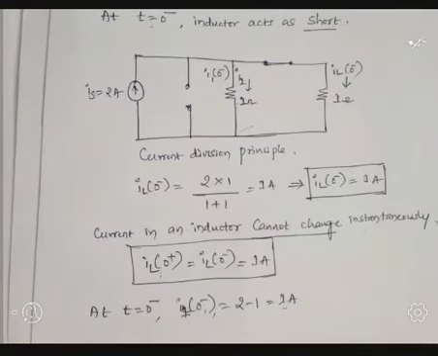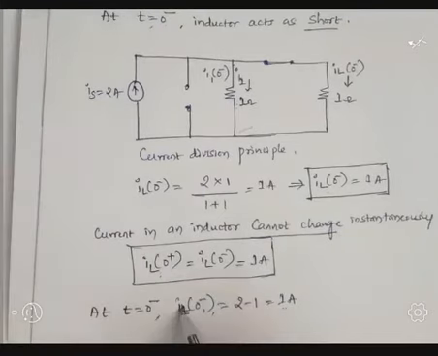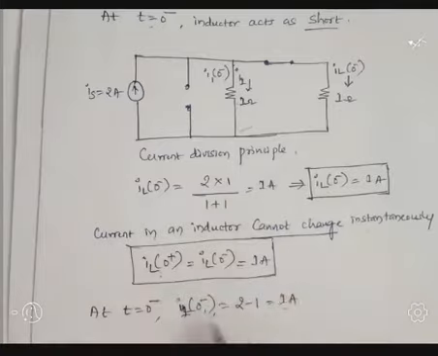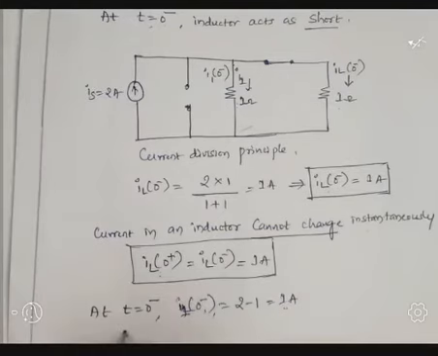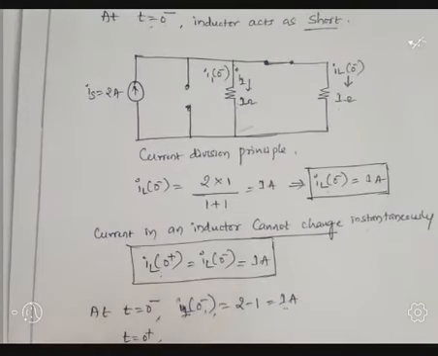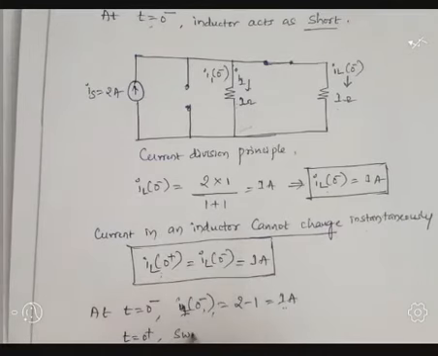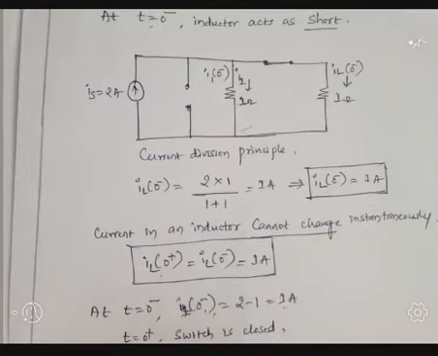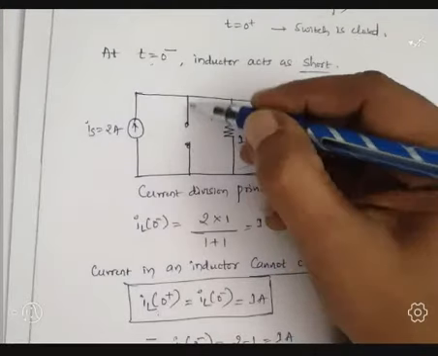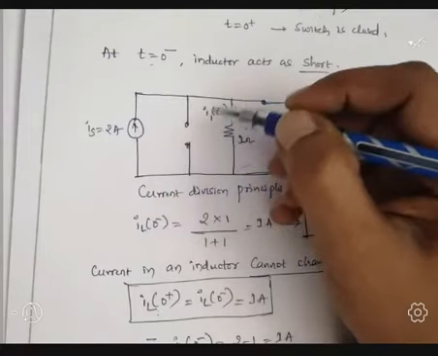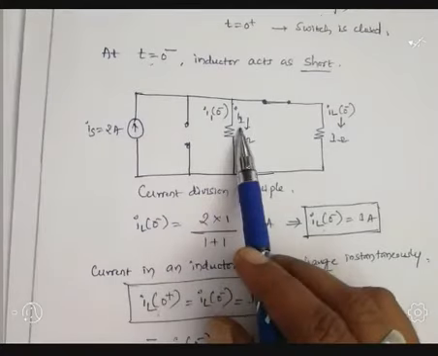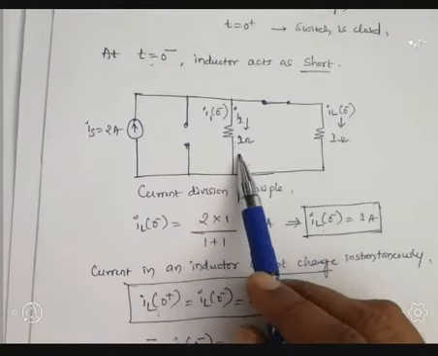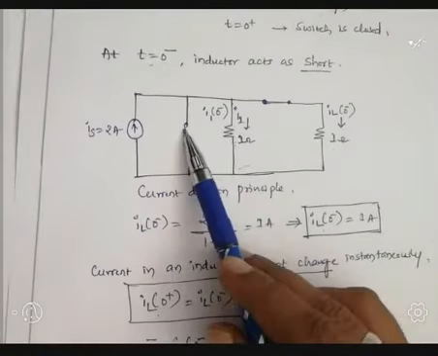Hence, at t equal to 0 minus, current I1 of 0 minus is flowing through the resistor before the switch. At t equal to 0 plus, the switch is closed. If the switch is closed, what happens? This becomes a short circuit. If this becomes a short circuit, the voltage drop across this branch is 0, because the switch is short circuited.